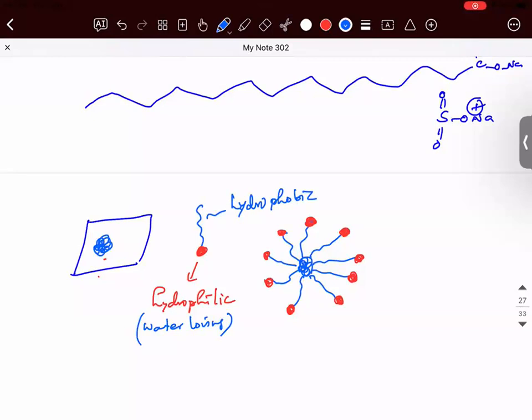So how does the detergent remove the grease from the cloth? The detergent molecule contains hydrophobic tails, which are water hating and will attach themselves to the non-polar substance, the grease. The tails surround the grease with the polar heads in the aqueous phase, forming the structure shown like this.